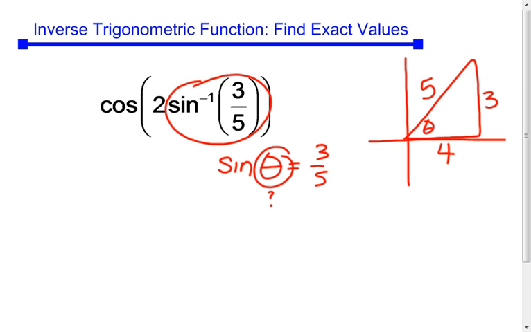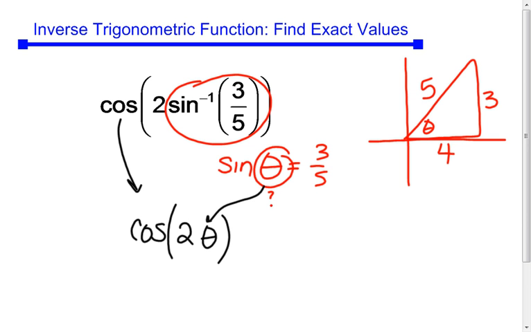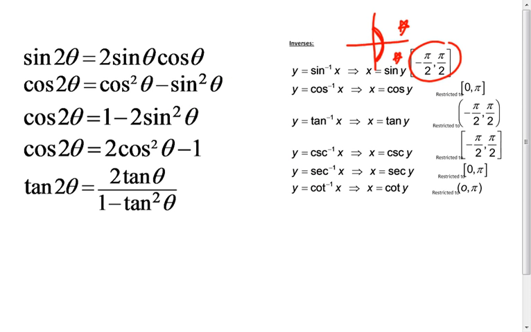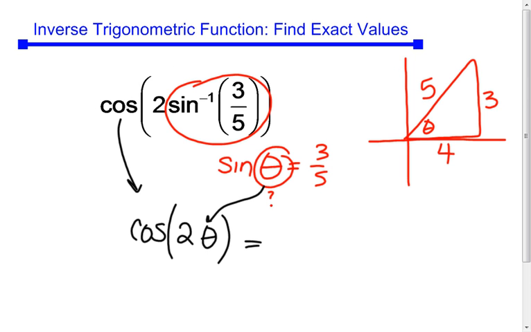Okay? What I can tell you, though, is that ultimately what I have to do is find cosine of 2 times whatever spot that happened to be at. I still don't know the spot. But I have to find cosine 2 theta at that spot. So now you're going to use your double angle formulas. And cosine 2 theta, you can use any one of those. It doesn't matter which. I like the top one. I like cosine squared minus sine squared. So that's what I'm going to use, but you're going to get the same answer no matter what you do. So cosine squared at that spot minus sine squared at that spot.